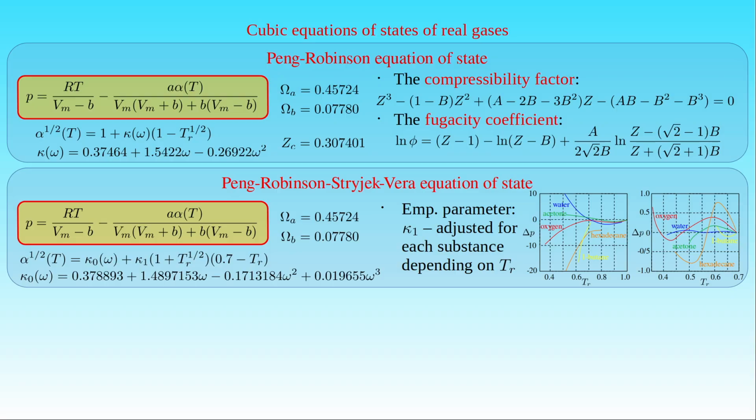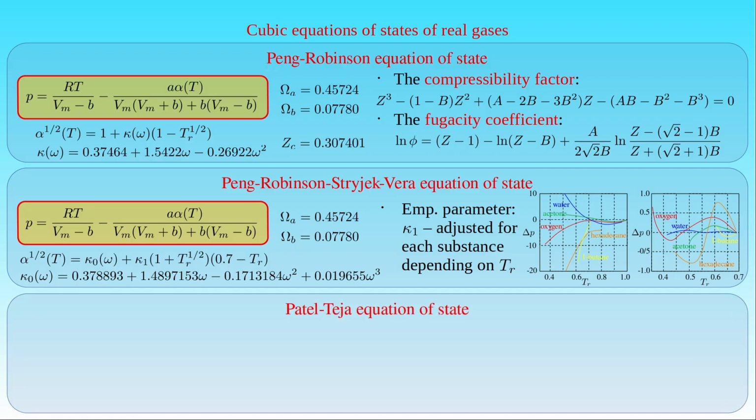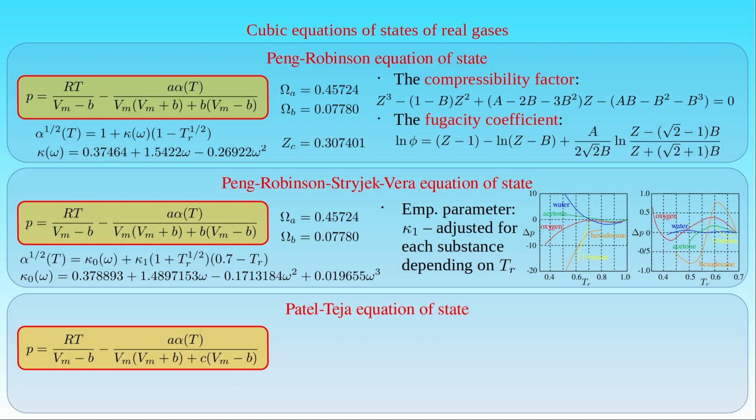Another form improving the Peng-Robinson equation is the Patel-Teja equation of state proposed in 1982, where a third parameter C was introduced in the pressure correction term of the equation of state. The square root of the alpha function is defined by 1 plus a factor f times 1 minus the reduced temperature Tr raised to the power 1/2, where f is an empirical parameter specific for the given substance and it is determined by minimizing errors between experimental saturated vapor pressures and those derived from the equation of state.